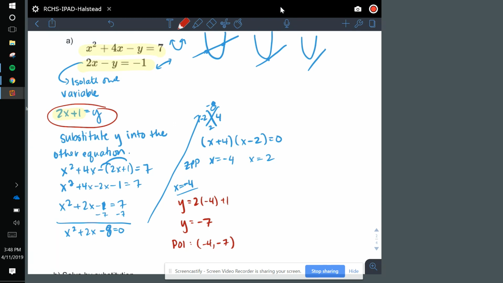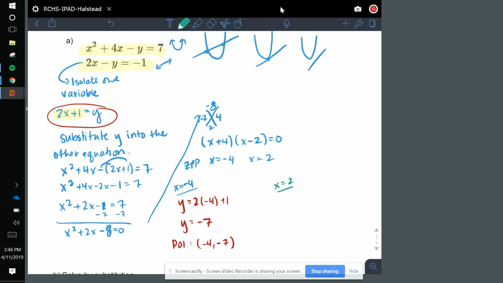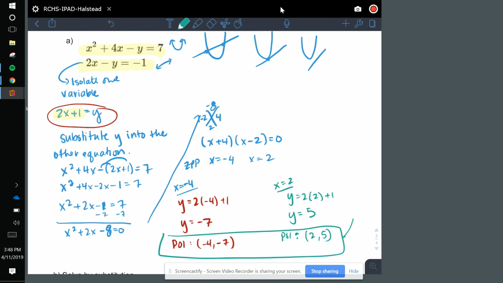Okay, so we're going to look at x is equal to 2. So y is equal to 2 times 2 plus 1. So y is equal to 5. So my other point of intersection, it looks like I have 2, is 2, comma 5. Okay, so these are both answers. So I have a graph that looks more like that.